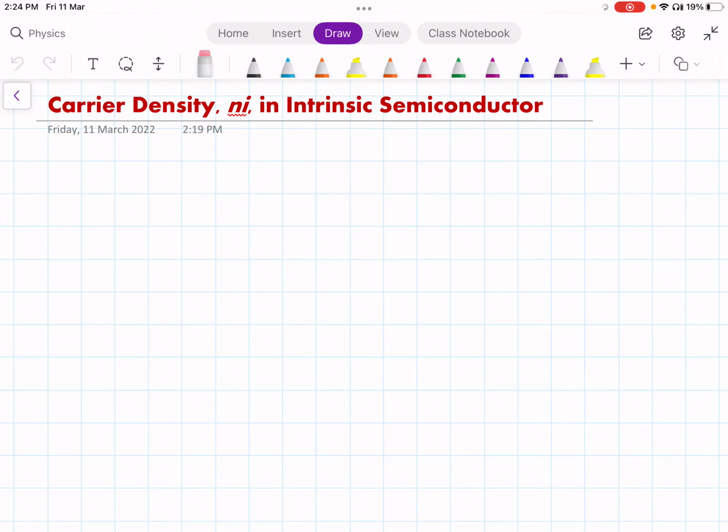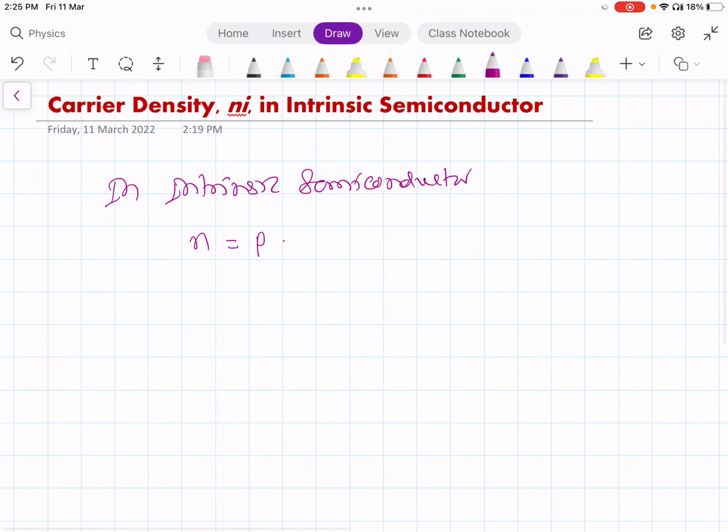We have to find carrier density in intrinsic semiconductor. As you are aware, in intrinsic semiconductor, the number of electrons n is equal to the number of holes, and that is equal to the carrier density. This n suffix i is called the carrier density.